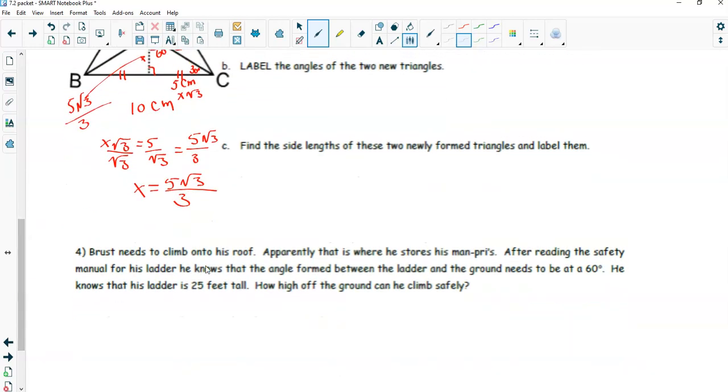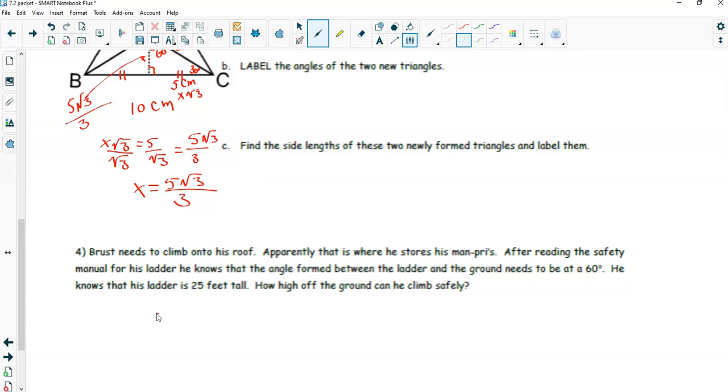And Bruce needs to climb onto his roof. Apparently that is where he stored his man crease. After reading the safety manual for his ladder, he knows that the angle formed between the ladder and the ground needs to be at least 60 degrees. It needs to be at 60 degrees. He knows that his ladder is 25 feet tall. How high off the ground can he climb safely?